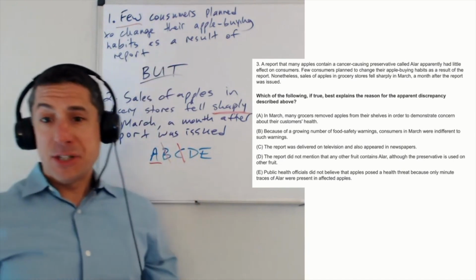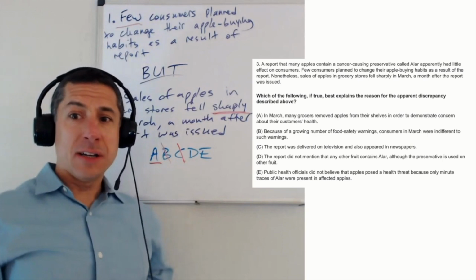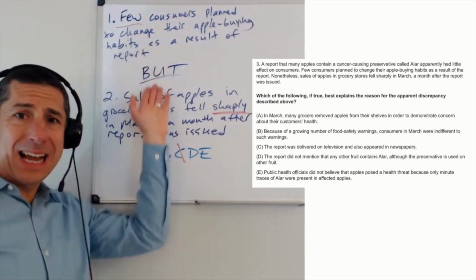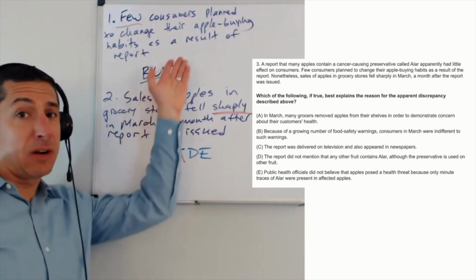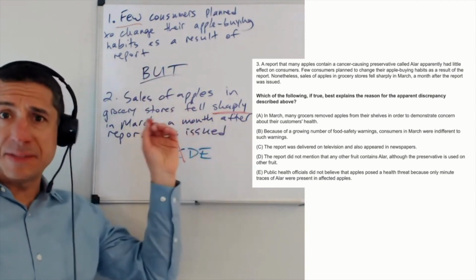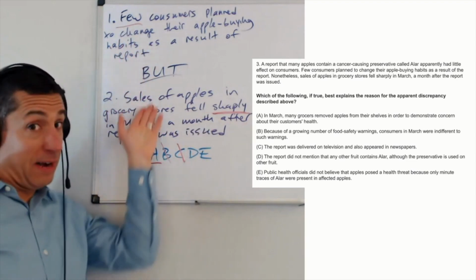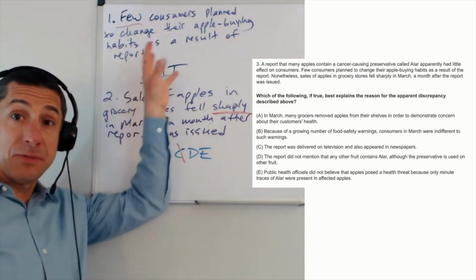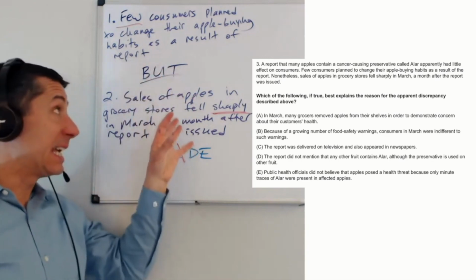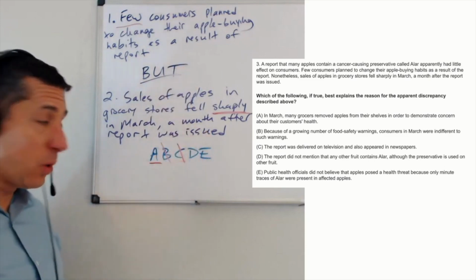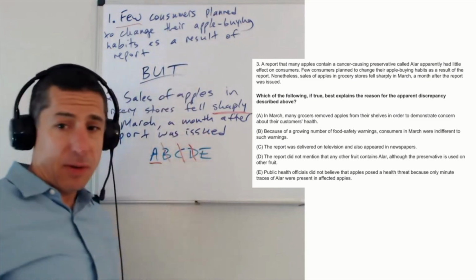The report did not mention that any other fruit contains LR, even though it is used on other fruit. Again, our scope here is entirely about apples. So regardless of what's happening with other fruit that might have this same preservative that causes cancer, it's not going to help us. Whatever's happening with other fruit has nothing to do with whether we can resolve this discrepancy that consumers said they weren't going to change their behavior, but they did. So D is totally irrelevant. Fairly easy one to get rid of.